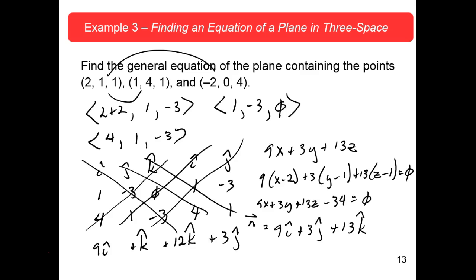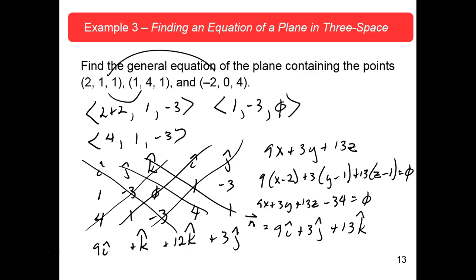If I was trying to store it up here, that gets lost somewhere, you know. The old gray cells ain't what they used to be. Now, frankly, I like to say 9x plus 3y plus 13z is equal to 34. Somehow that just looks a lot better to me than minus and equals 0, but that's just me.